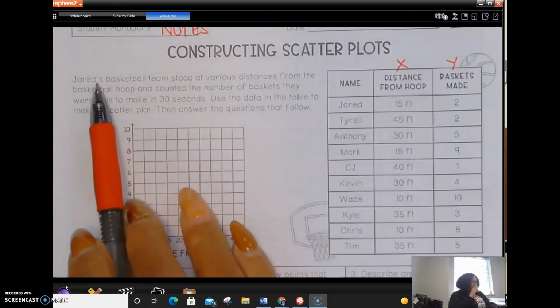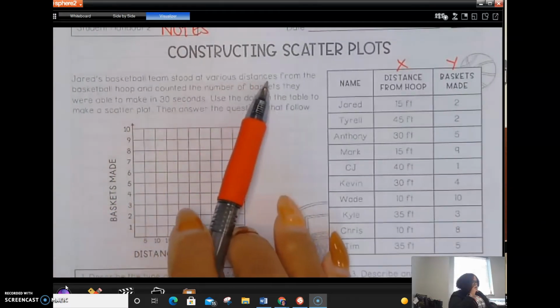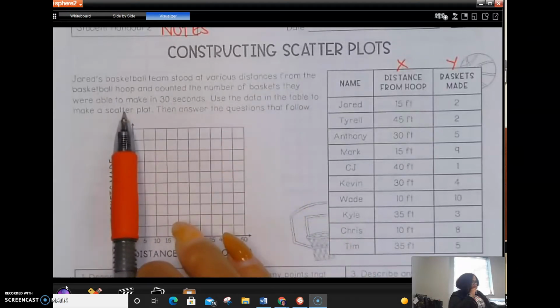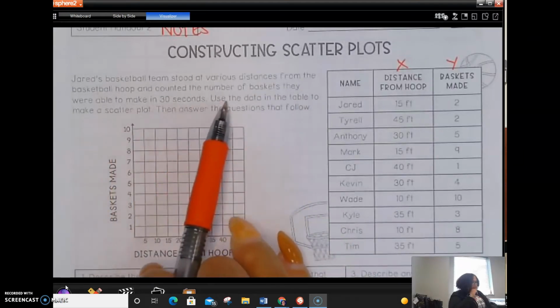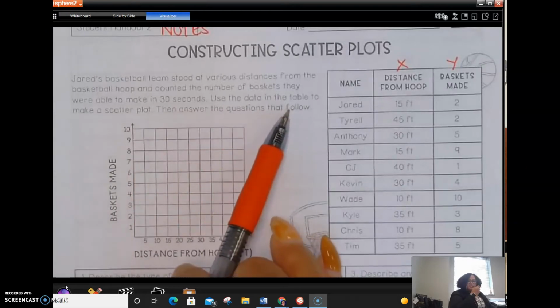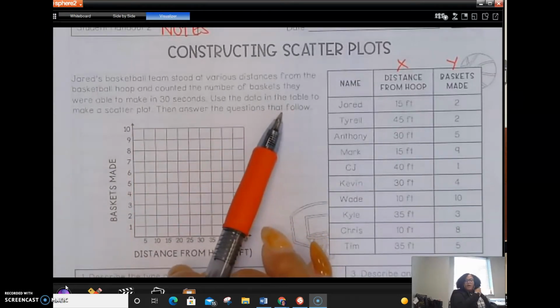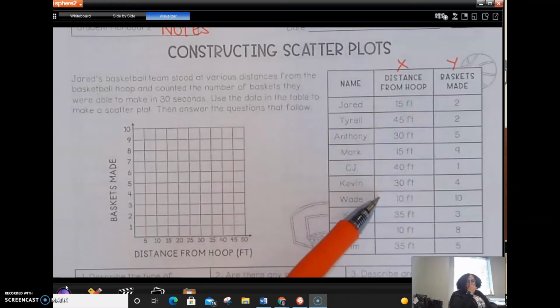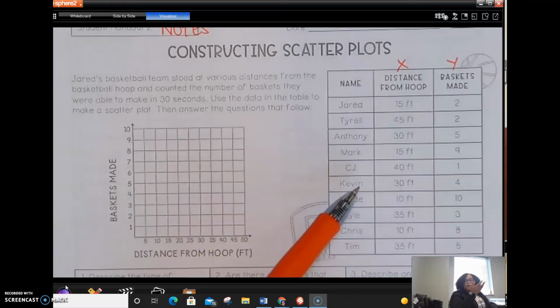So let's read. Jared's basketball team stood at various distances from the basketball hoop and counted the number of baskets they were able to make in 30 seconds. Use the data in the table to make a scatter plot. Then answer the questions that follow. So this is like a real life type of situation. What is the number of baskets made based off the distance that these kids stood from the basketball hoop?